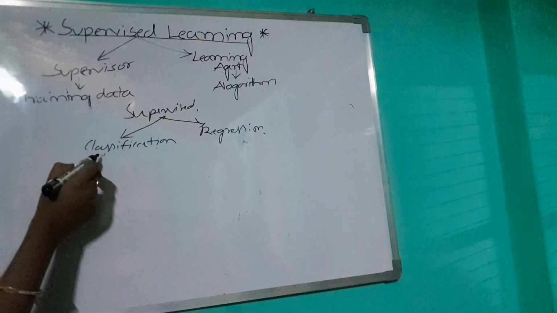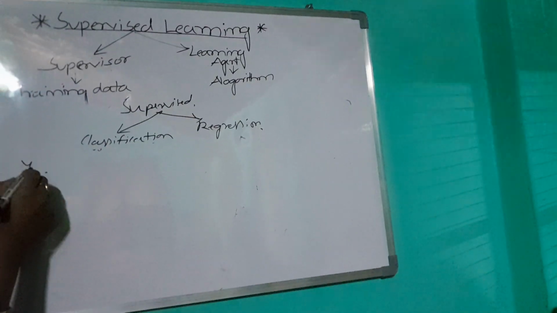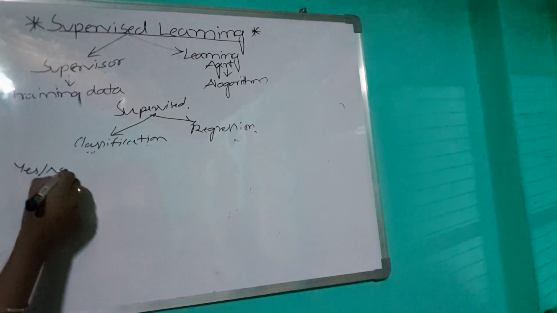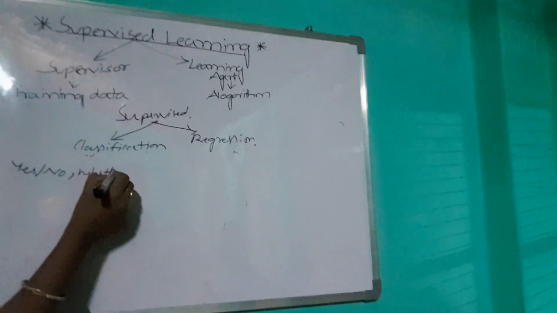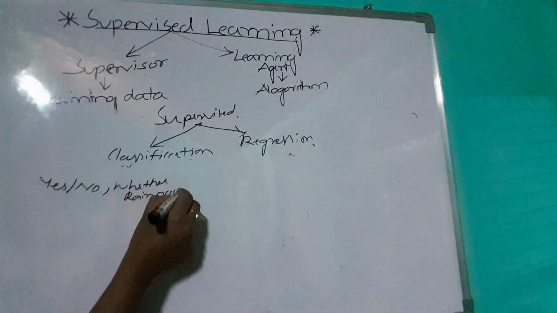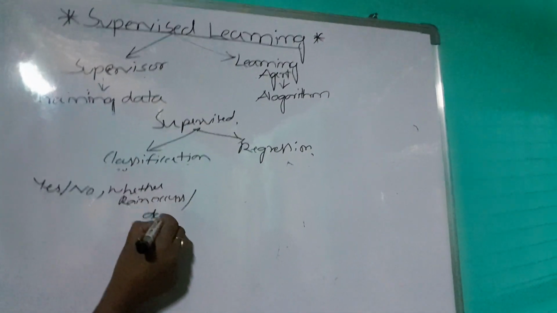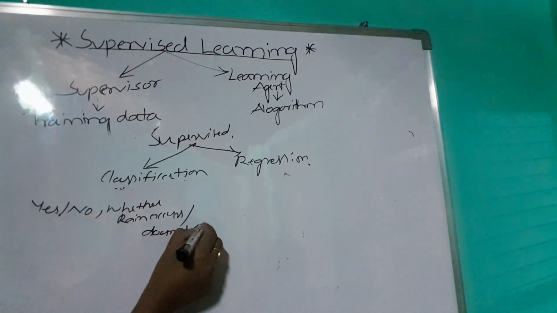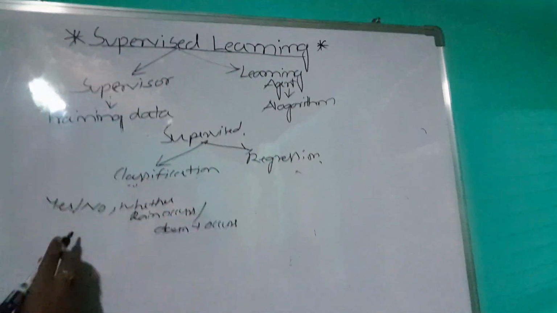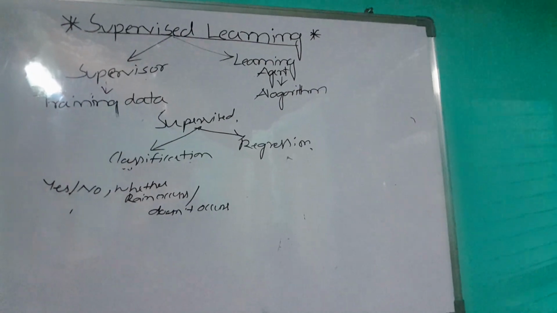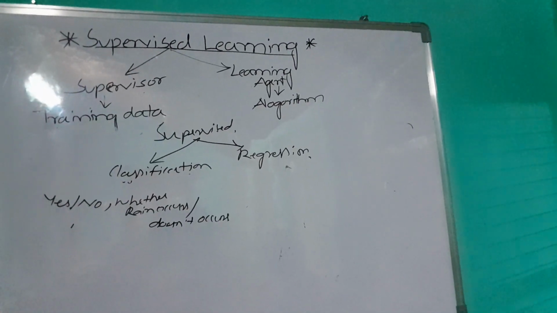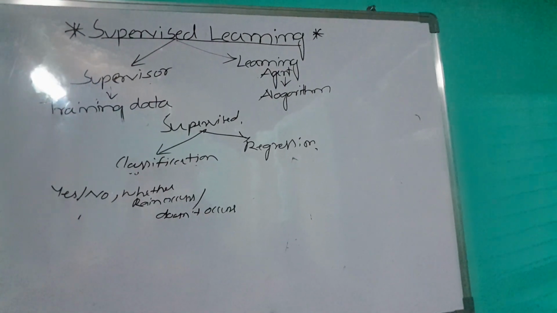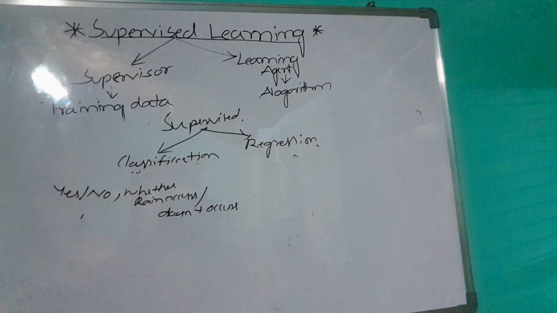Classification algorithms deal with the classification problems like yes or no, whether rain occurs or does not occur. It purely deals with the classification problems or categorical problems. We have to put the data, test data, into some category based on the features.